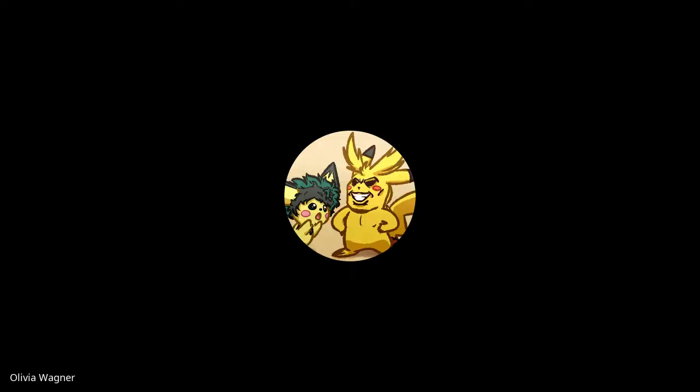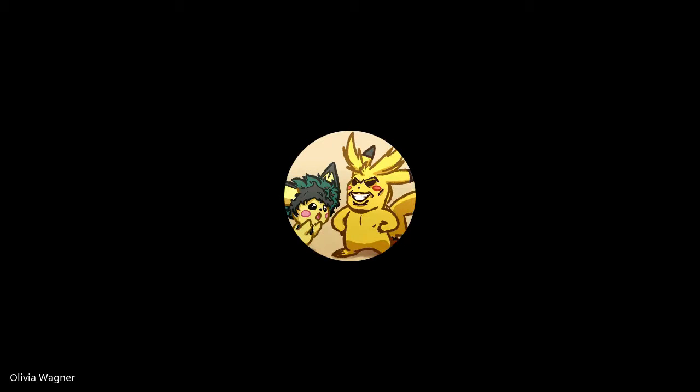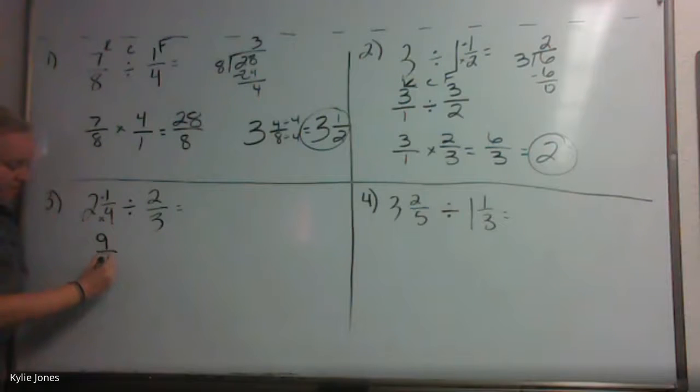Okay. So 6/3. Okay. Number 3, we have a mixed number and a fraction. We need to change our mixed number first to an improper fraction. Take our whole number 2, multiply it by the 4. So what's 2 times 4? 8, plus 1, 9. 9 over 4, the denominator stays the same. Divided by 2/3. We don't have to change 2/3 to anything.